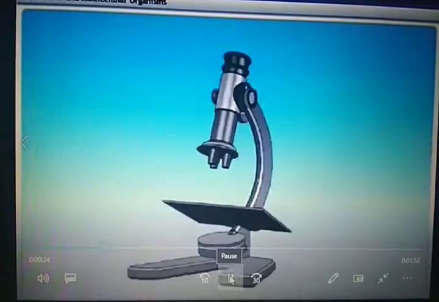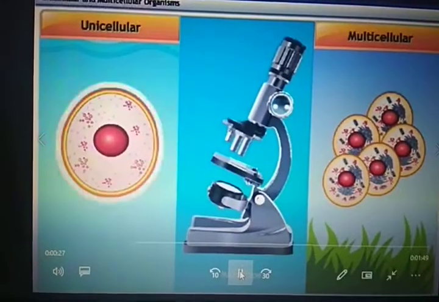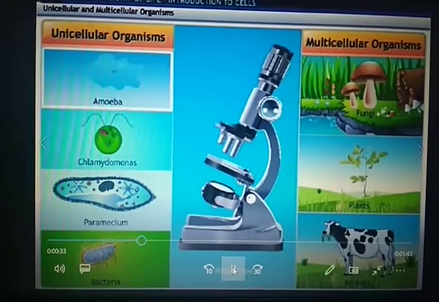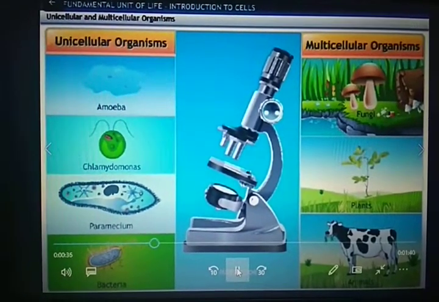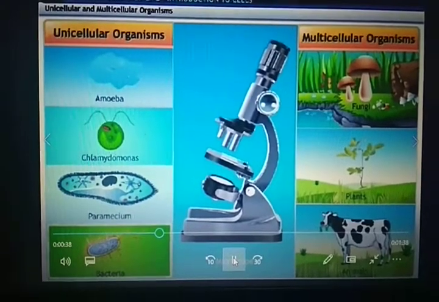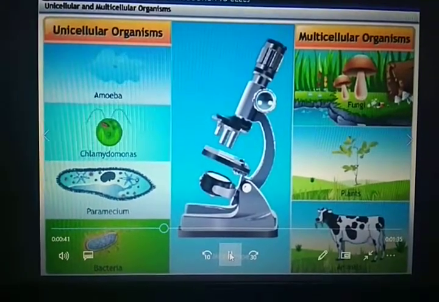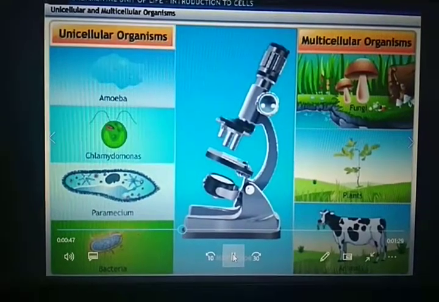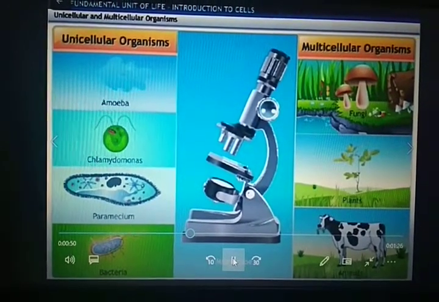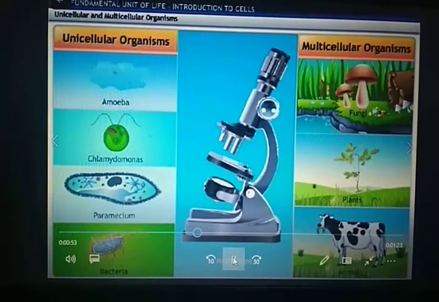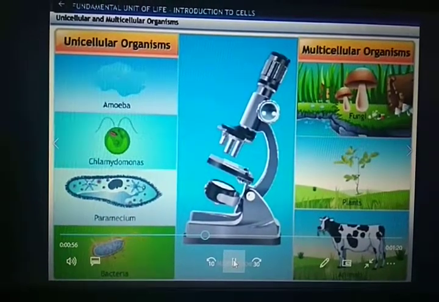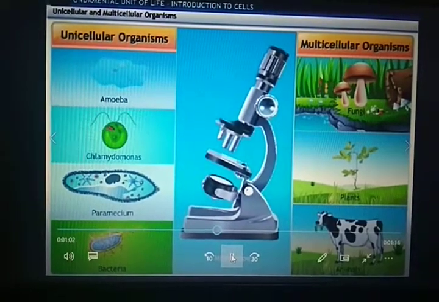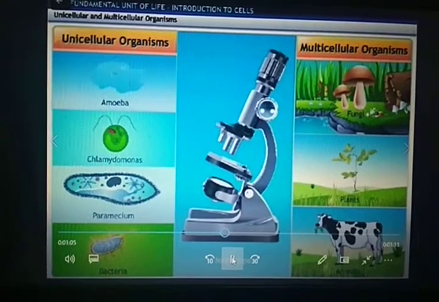The development of the microscope led to the discovery of single and multiple-celled organisms. Organisms like amoeba, chlamydomonas, paramecium, and bacteria have single cells, which constitute the whole organism. These organisms are called unicellular organisms. On the other hand, in organisms like fungi, plants, and animals, multiple cells group together to form tissues. These organisms are called multicellular organisms.